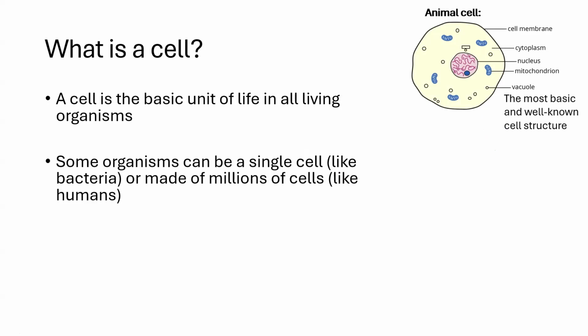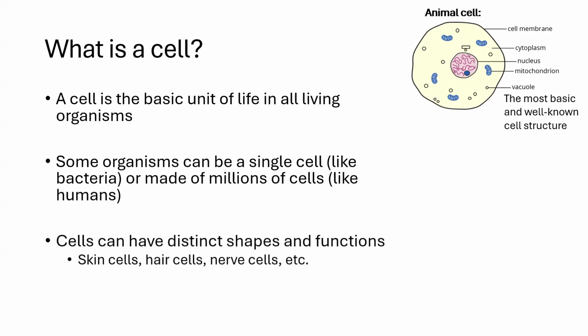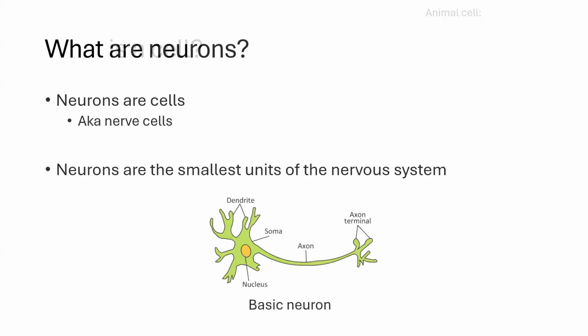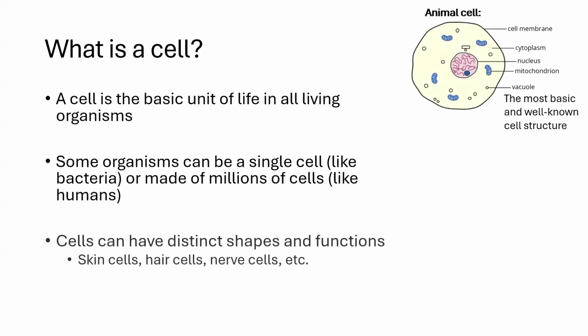Their whole body is just a single cell like this here, or made up of millions of cells like humans, okay? And cells can have distinct shapes and functions. So we have different looks to them. Some look like this, like a generic basic animal cell, and some look like neurons, like we saw here. And a neuron is a cell. So this is just one type of cell. A neuron is just one type of cell.